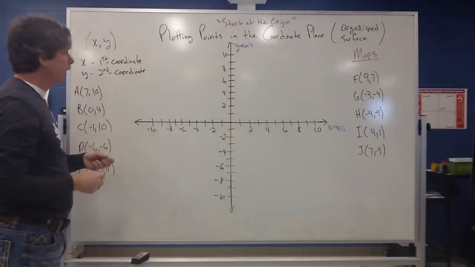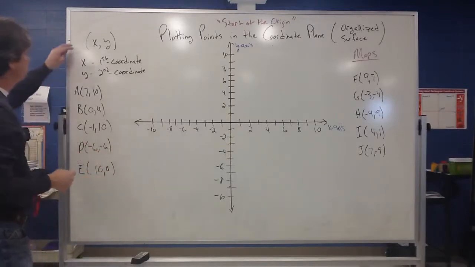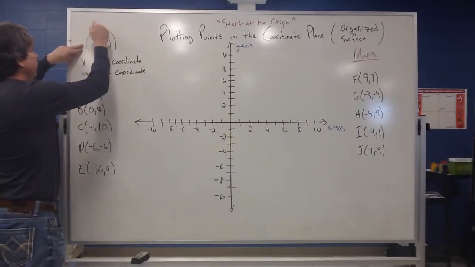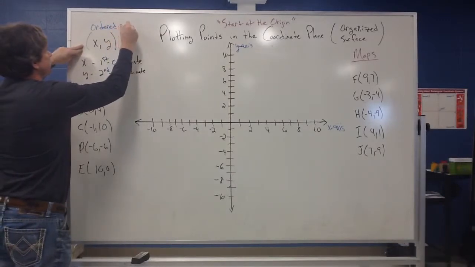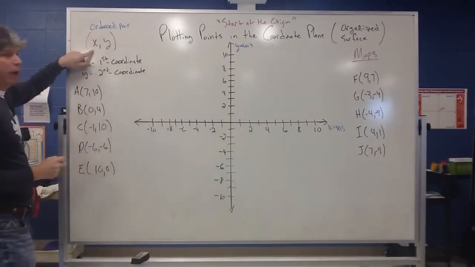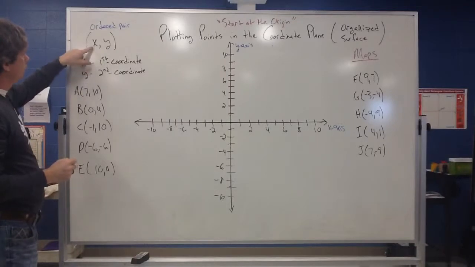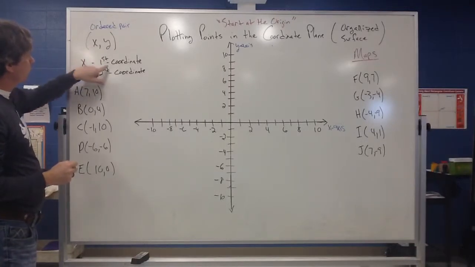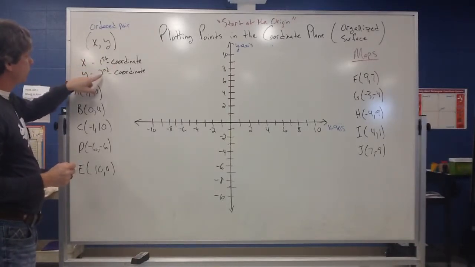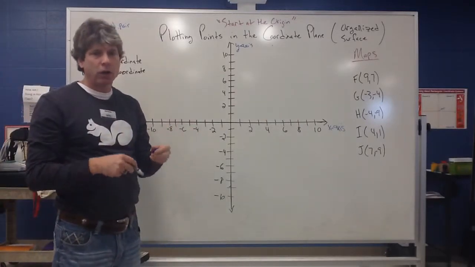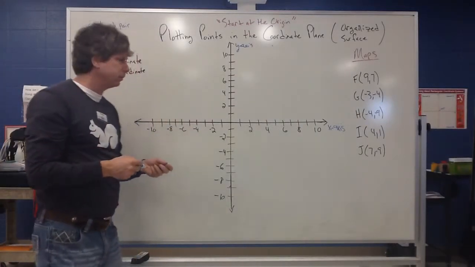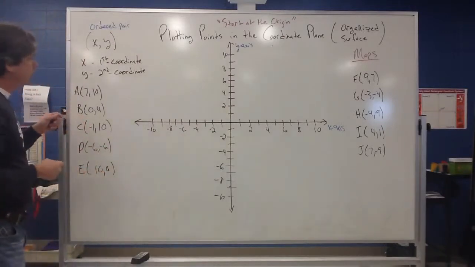So to plot points, we have to have what we call an ordered pair. So here this x, y is referred to as our ordered pair. Inside this ordered pair, we're going to have what we refer to as coordinates. The x is going to refer to our first coordinate, and the y is going to be referred to as our second coordinate. So we have the x coordinate, which is our first coordinate. The y coordinate is our second coordinate. So we're going to plot some points here.